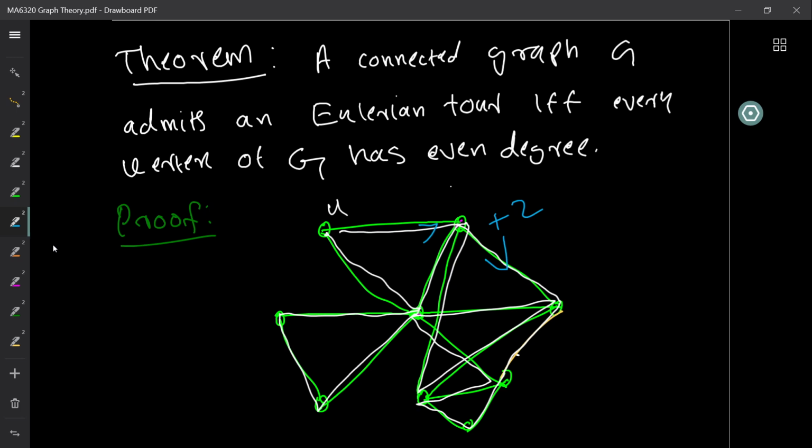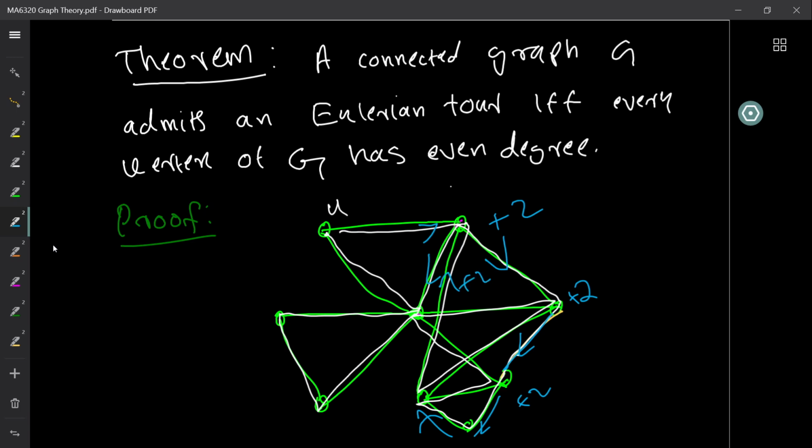And similarly for this vertex: it enters, so eventually it has to exit, and if it exits, again I count 2 to its degree. This is true for every internal vertex of this walk. Every time I enter a vertex, I also go out of it, so the degree is counted by 2. And if it visits again, it has to go out again. Suppose it visits this again, now again it goes out. So the contribution here is also 2. It increases by 2 every time.